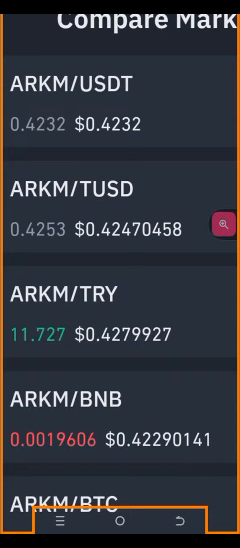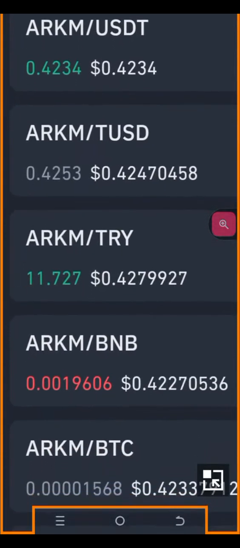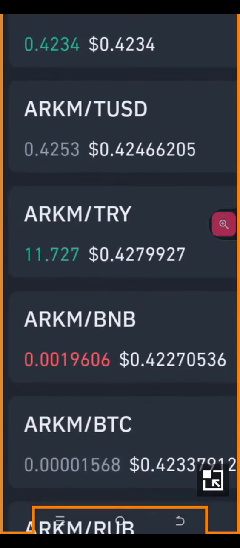So now this is 42 cents. You can see that ARKM USDT is 42 cents, that's 0.4232. You will see that TUSD is 0.4247, right? There's a difference between 32 and 46. Can you see that? The first two numbers are the same. You can see here ARKMTRY is 0.4279, and that's how it goes. So that's how you spot the differences.